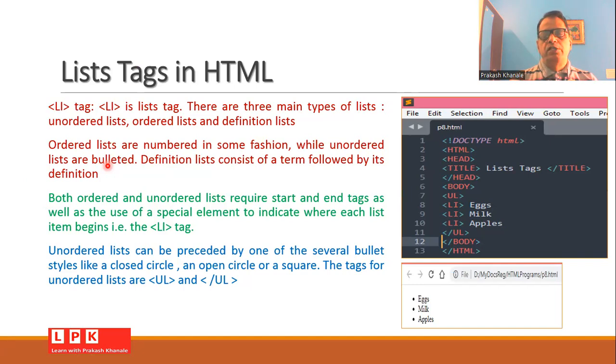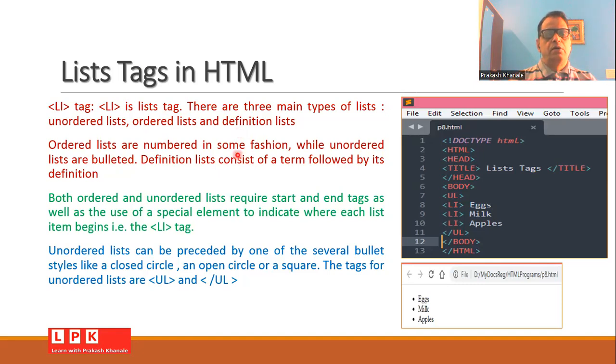Because whenever you display the names or items in the form of a list, it will impart a structure to the content of the web page, and it becomes easier for the user of the website to read those names. In HTML, there is a list tag li, and it is possible to create three different types of list in HTML. The first one is called the unordered list. The second one is called the ordered list, and the third one is called the definition list.